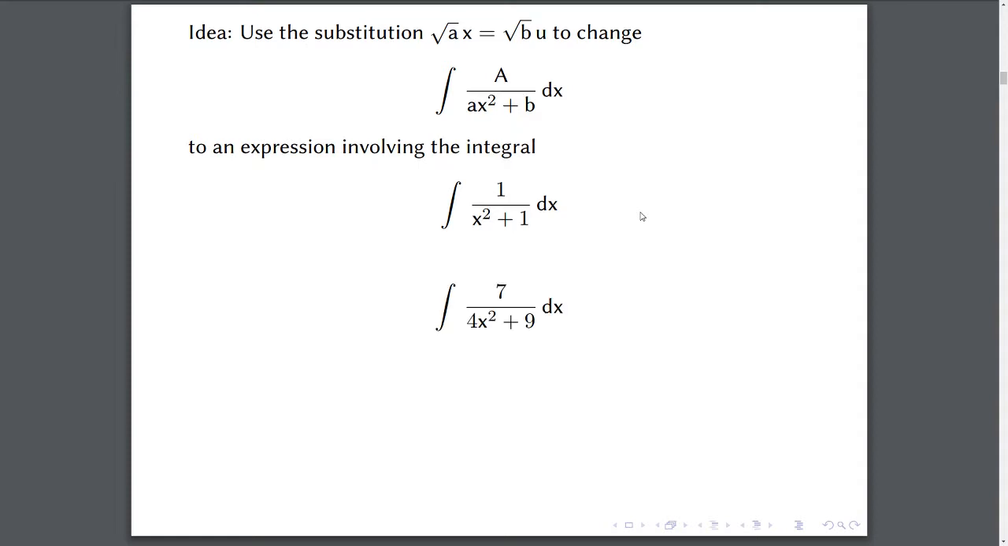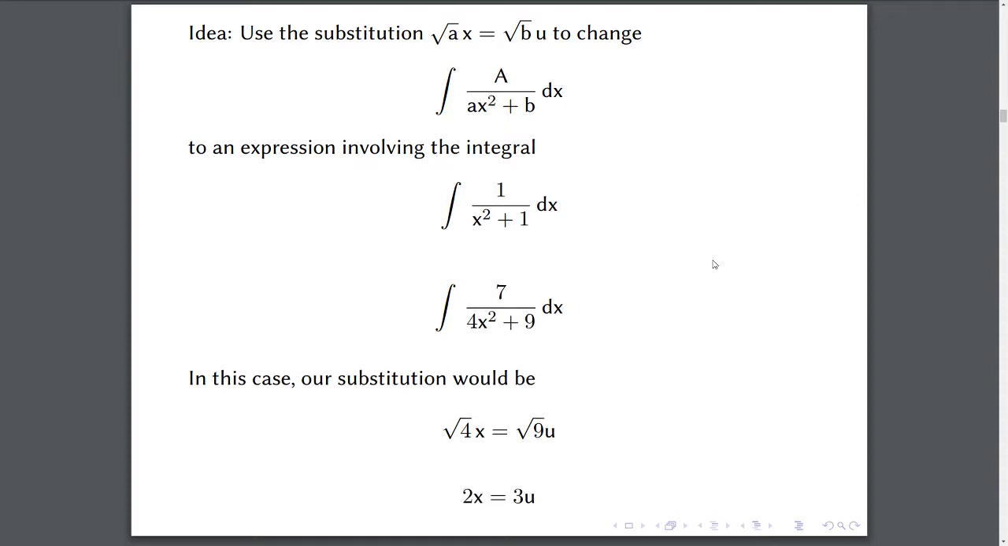Here's how we would go about it, starting with the original problem. In our case, the substitution is going to be the square root of 4x equals the square root of 9u. At first, when you look at that, you might not think it would work, but it does turn out to work. In fact, it will transform this integral into one involving that integral right there. In this case, the numbers are pretty nice. They're both perfect squares, so you would get just this simplification: 2x equals 3u. And that's the substitution that you're going to need for this problem.